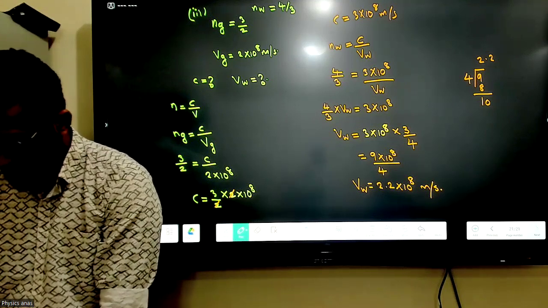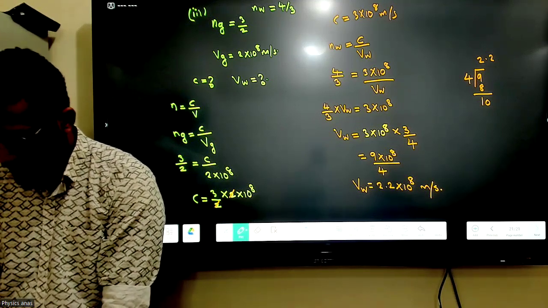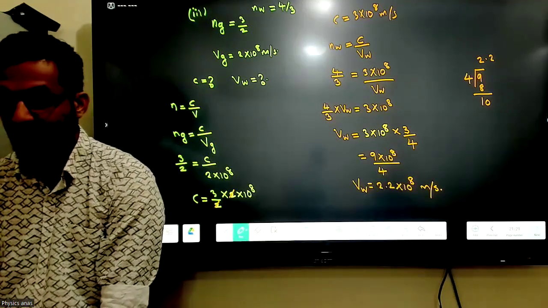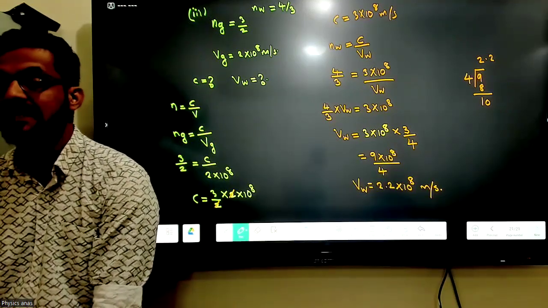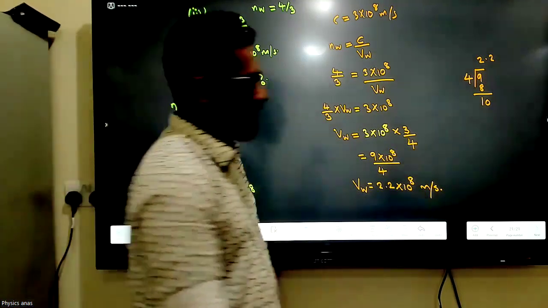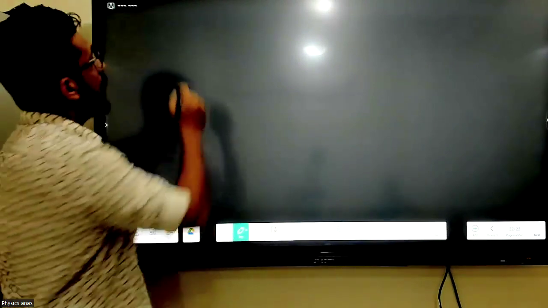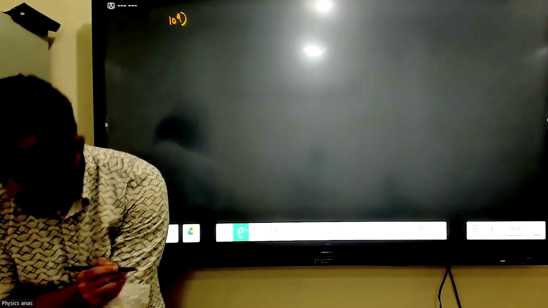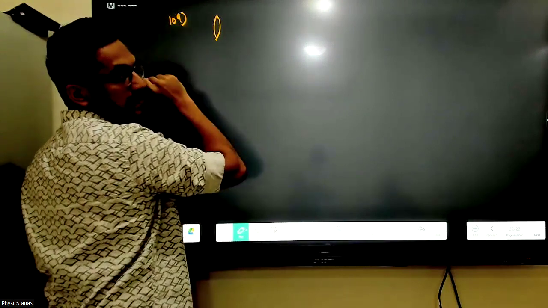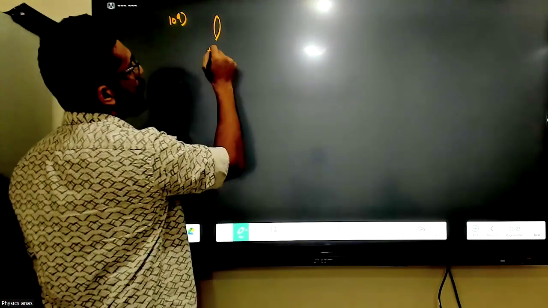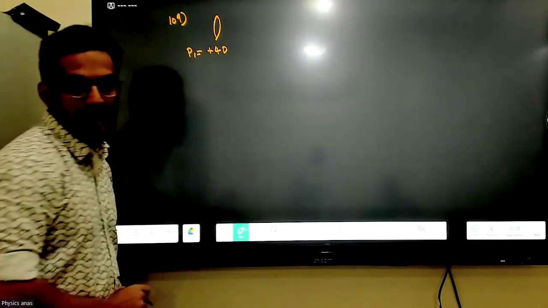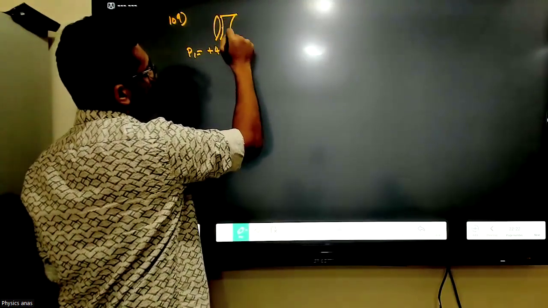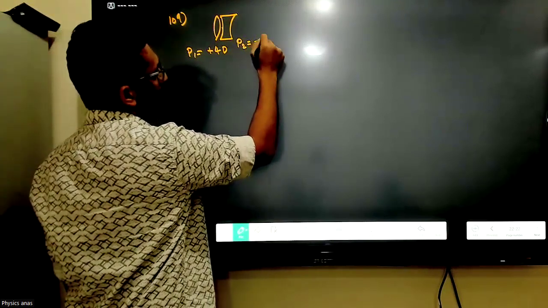Now the question: what is the nature of the combination of convex lens of power plus 4 diopter and concave lens of power minus 2 diopter? You are taking a combination of lenses. The first lens is a convex lens having a power plus 4D, I am taking it as P1. Now I am taking a concave lens. That concave lens has a power minus 2D.